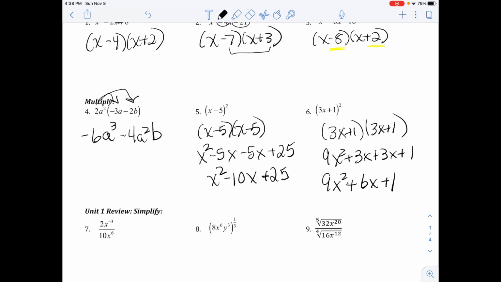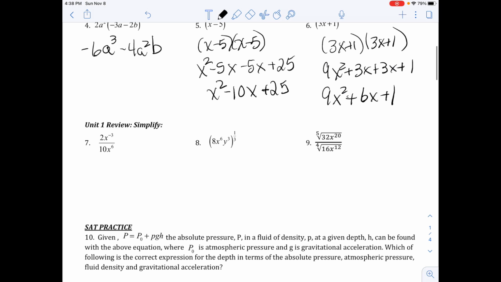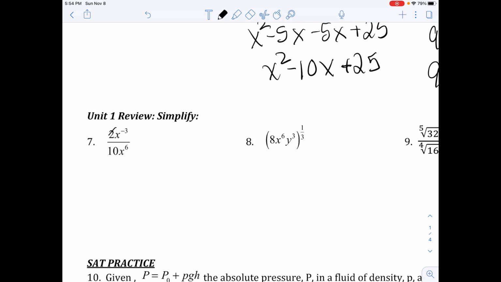For the last part of the review, we've got some rules of exponents, we've got some rational exponents, some roots that are not just square roots. So again, I'm going to pause and have you try it. So in the first one, we would take the 2 and the 10 and divide 1 and 5, and then we would use the rules of exponents.